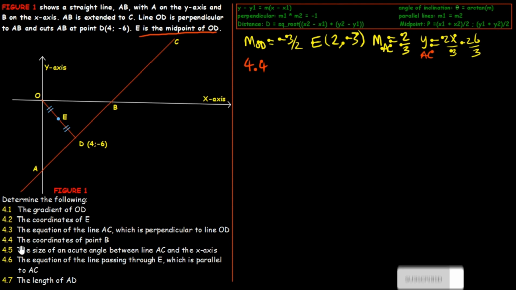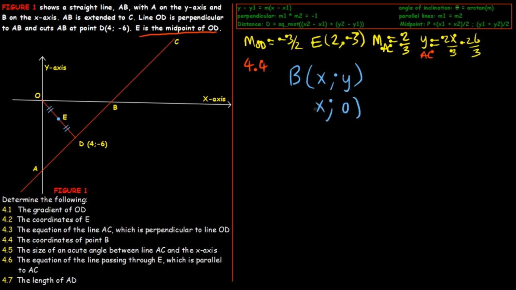Now let's solve question 4.4, where we need the coordinates of point B. Point B is along the line AC, and it's also along the x-axis. Because it's along the x-axis, its y value would be 0. So let's write that down: for coordinate B we need its x and y value, and its y value is 0 because it's along the x-axis. Now we are only left with its x coordinate.